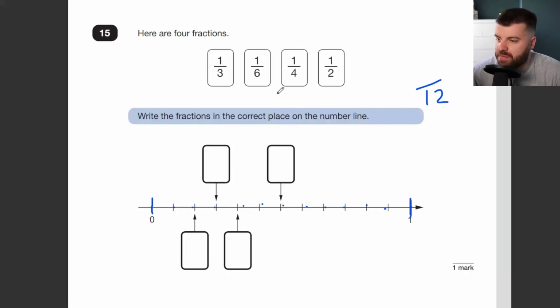So here's what I need to do. I need to look at these fractions here and think, what would they look like if I converted the denominator into 12s? Well, 1/2, 2 times 6 is 12, do the same to the top, we have 6 12s.